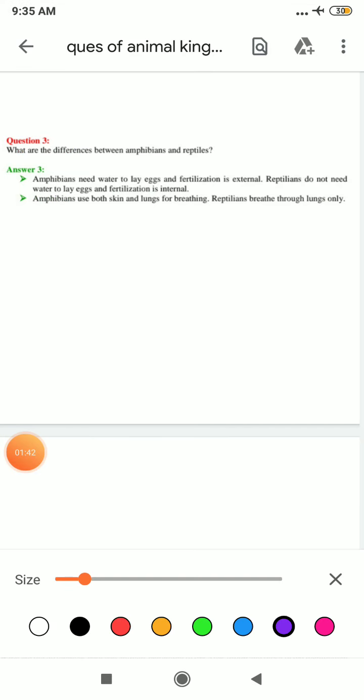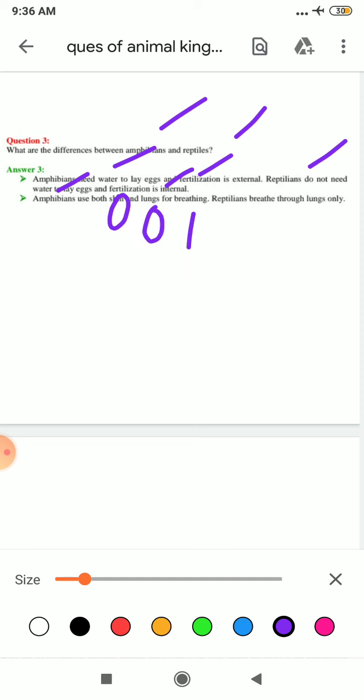Third question is, students, what are the differences between amphibians and reptiles? First of all you must know the example of amphibians. The example of amphibians is the frog. Students, amphibians need water to lay eggs and fertilization is external, whereas reptiles do not need water to lay eggs and the fertilization in reptiles is internal. What is fertilization? Fusion of male and female gametes. Clear? Next, amphibians use both skin and lungs for breathing, whereas reptiles breathe only through lungs.